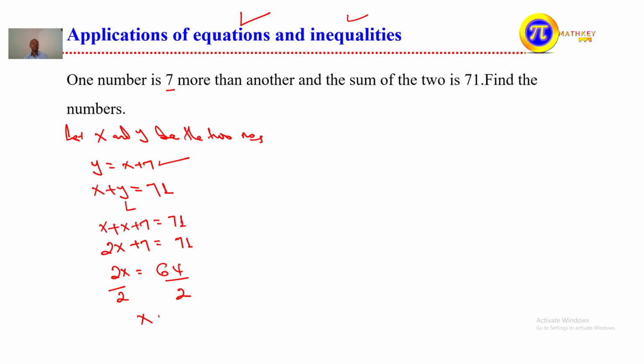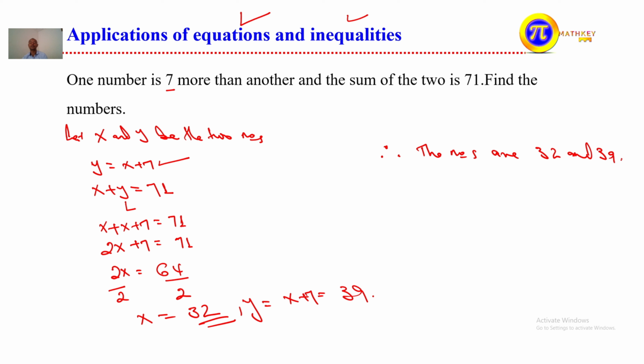What is the value of x? x is equal to 32. One number is 32. What about y? y equals x plus 7, we said, which is 39. So the numbers are, since we were asked to find the two numbers, 32 and 39. This is one application of equations.